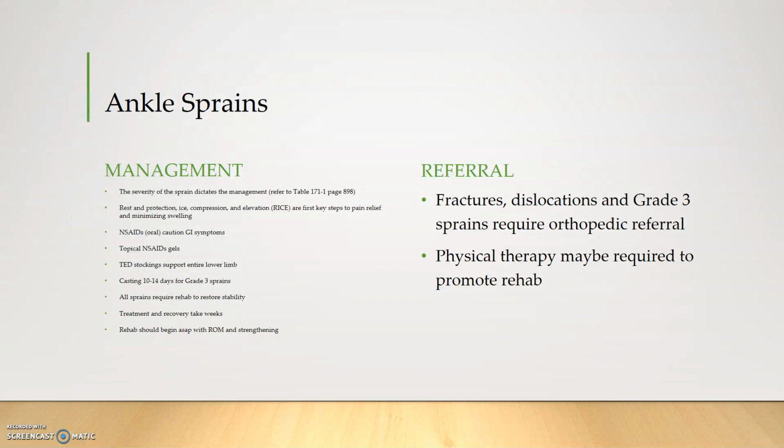Management: the severity of the sprain dictates the management. I want to refer you to page 898 and Table 171.1, classification and treatment of ankle sprains. It goes over the grading system, grade 1 through 3, and you need to know that information if you're asked to grade a sprain. So: rest and protection, ice, compression, and elevation. RICE is the acronym, as the first key steps to pain relief and minimizing swelling. That conservative treatment works the majority of the time, and reassessing after they have done this is very helpful.